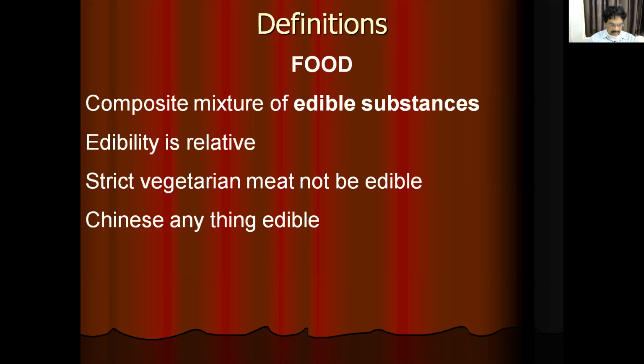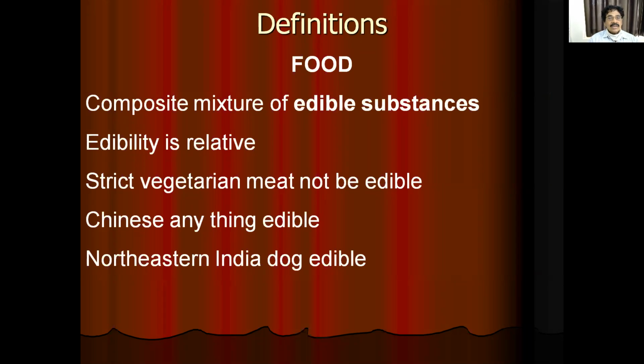Chinese, anything is edible for them. You know one fact, Chinese eat even the dead fetuses. And they eat the monkey brain. They eat the tiger bones. They eat so many things which you can't understand. They eat so many types of snakes. So Chinese, everything is edible for them, whereas we do not eat all those things. So what is food for a Chinese may not be food for an Indian.